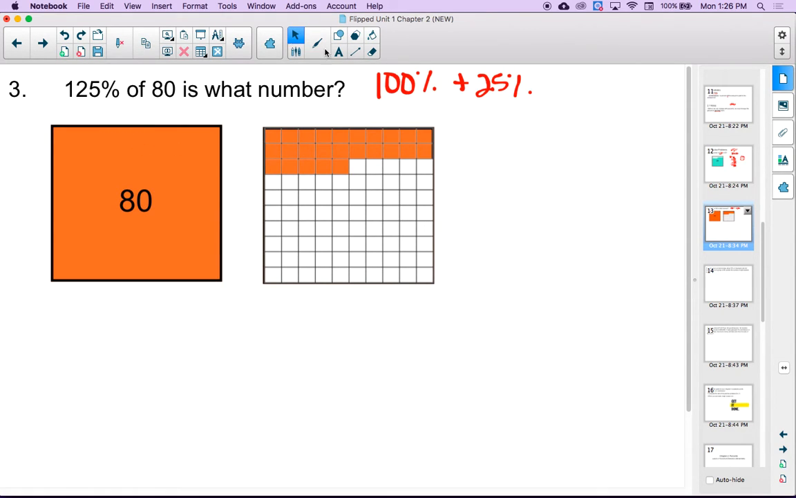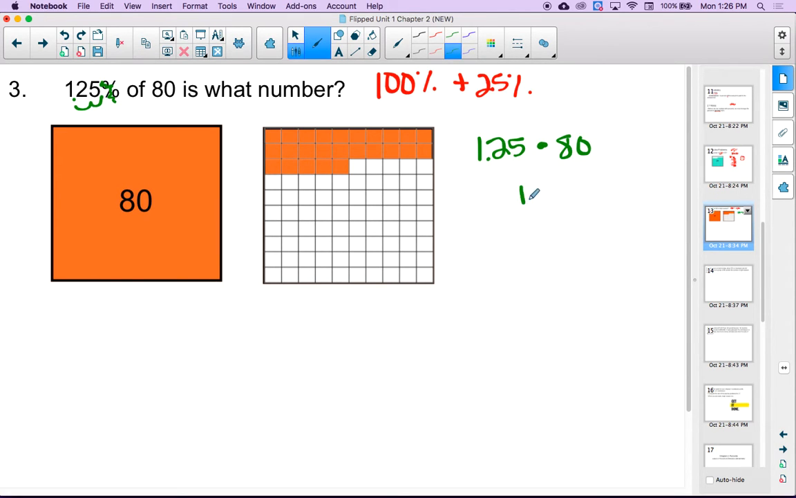We can do the math together. Let's see if our answer makes sense. First thing we have to do is turn our percent into a decimal. We're going to use D2P, move the decimal place 2 to the left, and then cross off our percent sign. So the math problem we are doing here is 1.25 times 80.